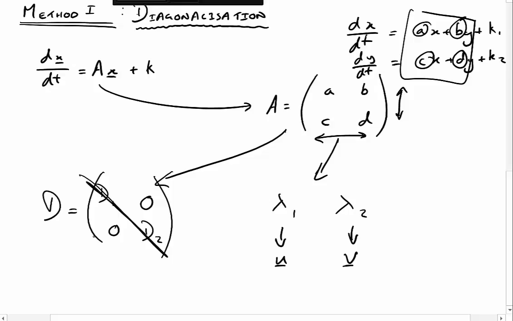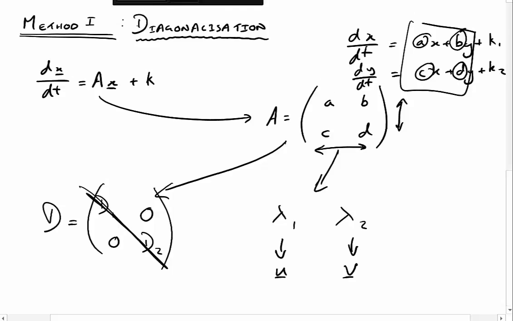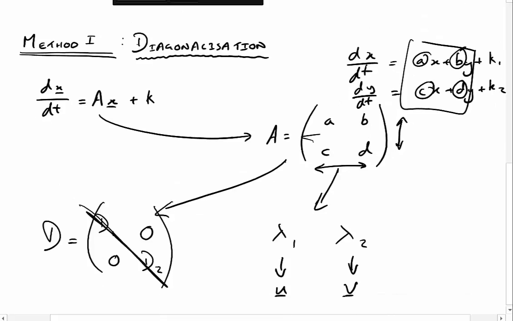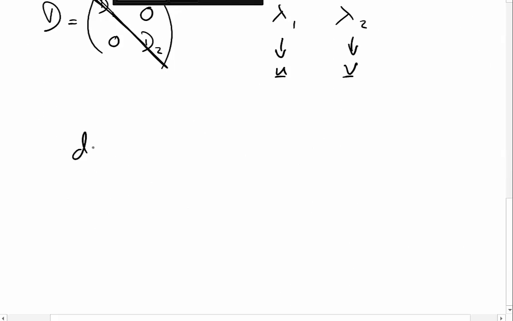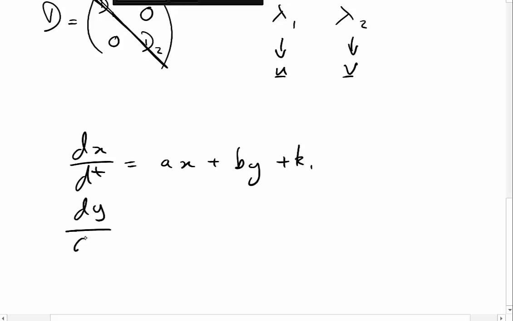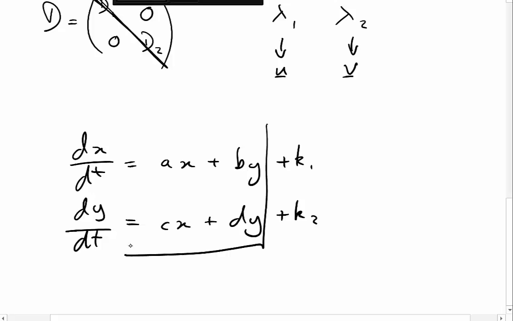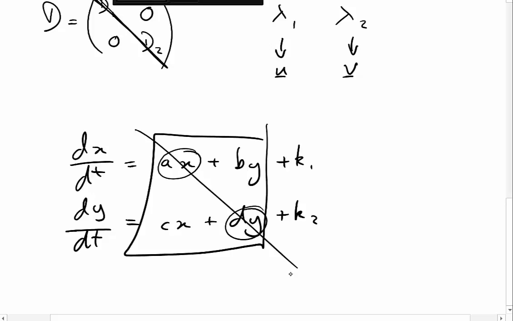Because of course the reason why we do that, if you look back into our original system, oops, sorry, maybe if I write it down a little bit clearer down here. So we've got dx by dt equals ax plus by plus k1, and dy by dt equals cx plus dy plus k2. And the reason why I want to make A, the coefficient matrix A, diagonal, so in other words, there are only elements here and here on this leading diagonal, is that these other elements will basically disappear.